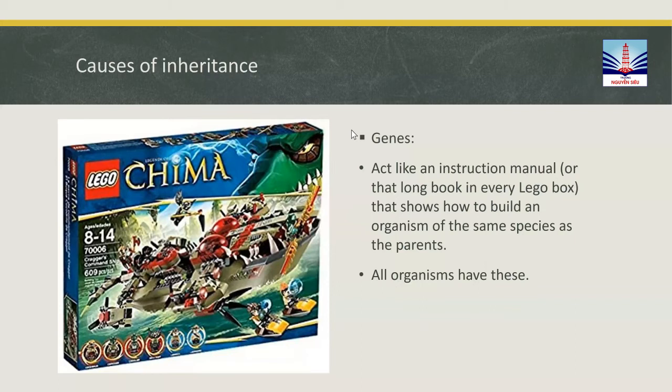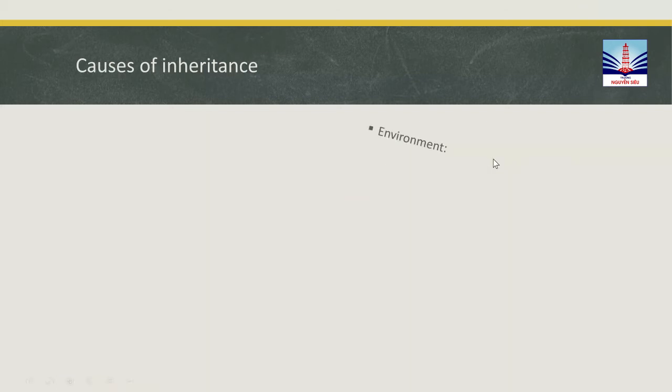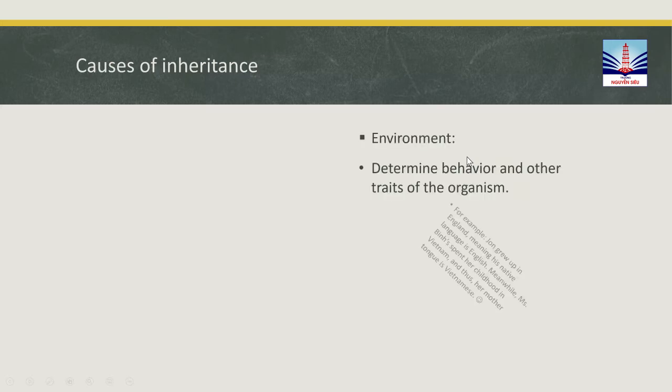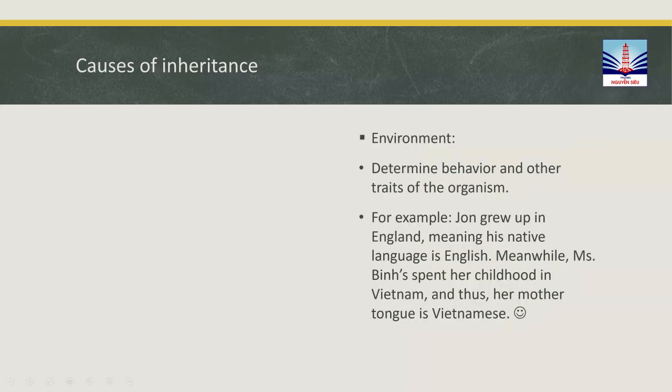And the second cause is the environment. This determines behavior and other traits in the organisms. Here's an example. You know how John grew up in England? That means his native language is English. While Miss Bing spent her childhood in Vietnam, and thus her mother tongue is Vietnamese. So the same species of humans, yet they speak different first languages. And I have John here to prove that he's right. See, I have John's approval. So you can be assured that this is right.